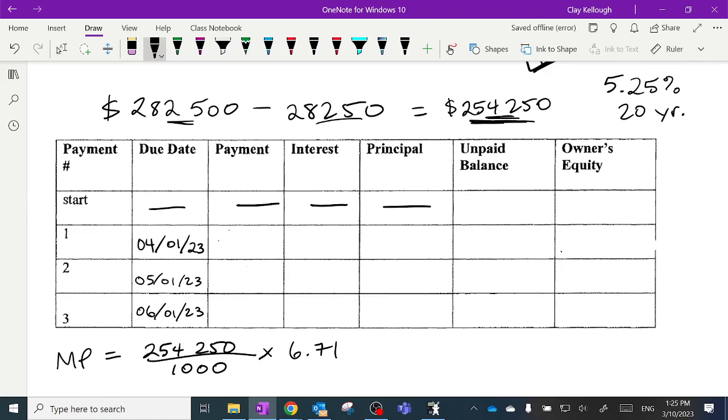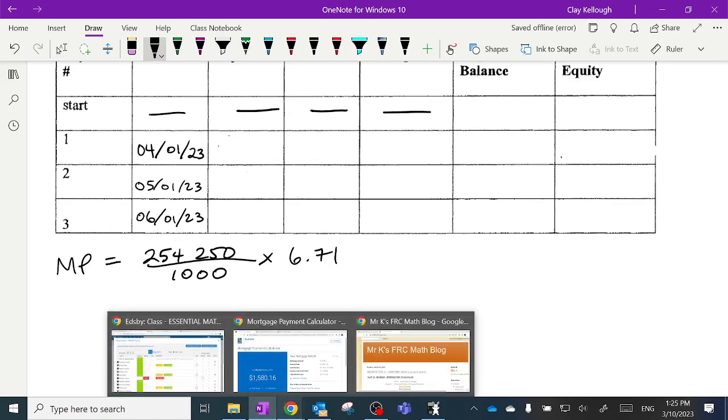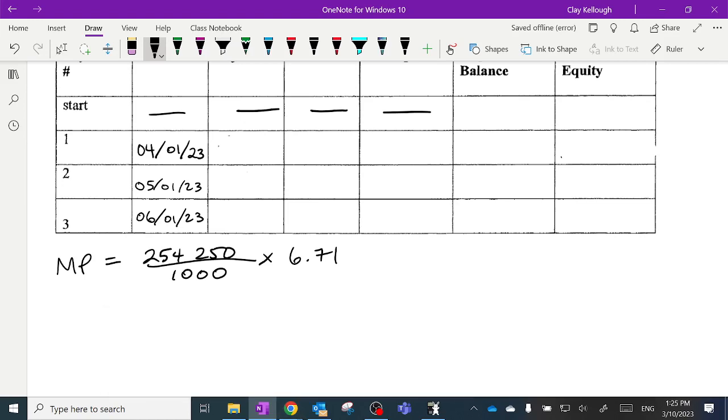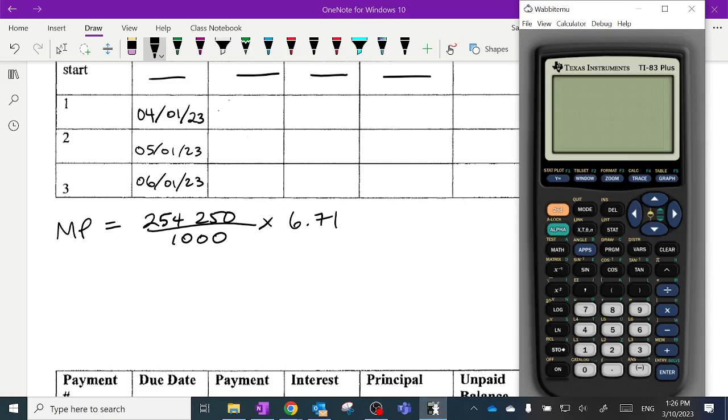Now, I've been telling you all along that I never actually do this divide in my calculator because usually these are zeros, so I just knock off the zeros and cancel them. But even when they're not zeros, I don't really reach for a calculator to divide by 1,000. How do you divide a number by 1,000? You just move the decimal over 3 spots, right? So all I'm going to do in my calculator is 254.25, and that's what this number is when you divide it, times 6.71. Boom. There's my monthly payment, 1706.18.